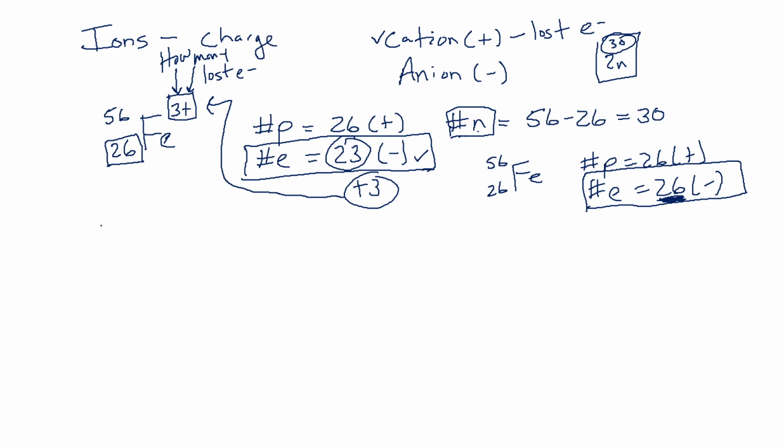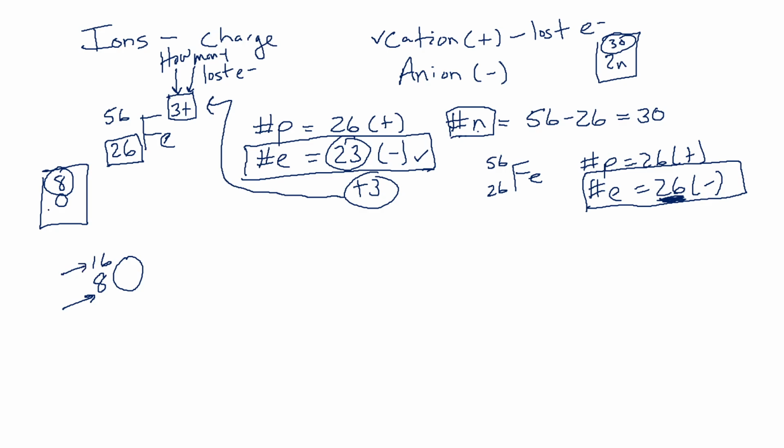What happens if we have a negatively charged guy? We'll take oxygen, for example. We'll just do oxygen with no charge, and why don't we just do oxygen 16 and 8. And by the way, if we look at oxygen on the periodic table, again, it has an 8 up on top, which is our atomic number, right there.